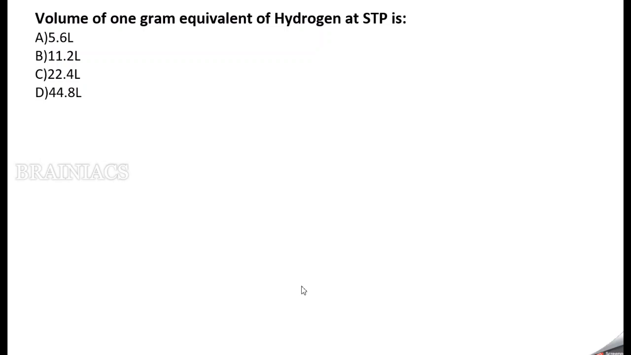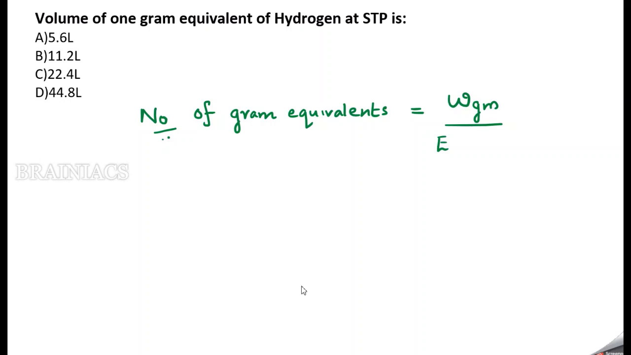So we know what our standard definition is. Number of equivalents or number of gram equivalents, both are correct. I have told you gram equivalent and equivalent both are the same. Okay, so number of gram equivalents is equal to weight in gram, correct, divided by equivalent mass. Now what is given to you?